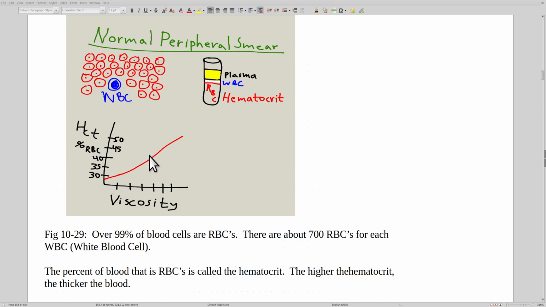This is just showing that the higher the hematocrit, the thicker the blood will be. The higher the blood viscosity, the more prone it will be to clotting. With thicker blood, blood pressure goes up.